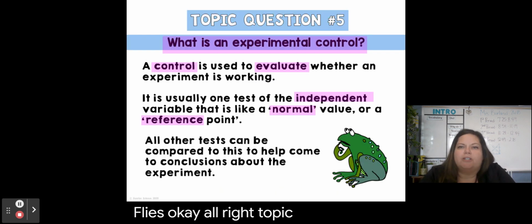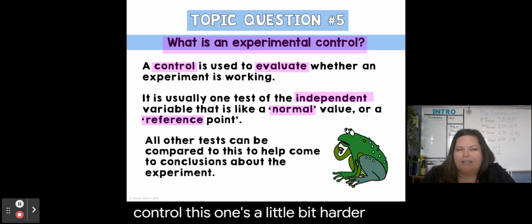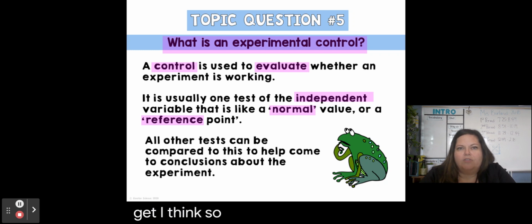All right, topic question number 5. What is an experimental control? This one's a little bit harder to get, I think. So a control is used to evaluate whether an experiment is working. So it is usually one test of the independent variable that is like a normal value or a reference point.